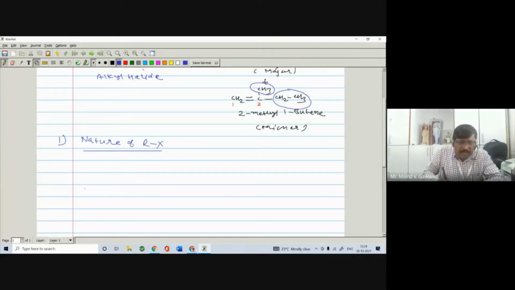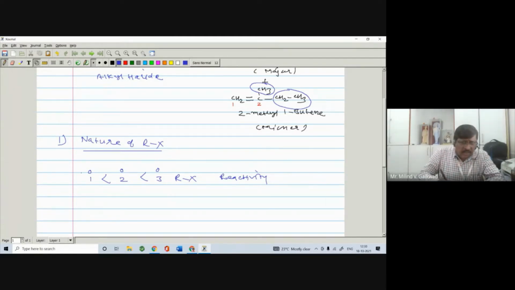Suppose we have a primary alkyl halide, then a secondary alkyl halide and a tertiary alkyl halide. When there is a tertiary alkyl halide, in that case there is more elimination. So there is more reactivity, right? If you see the reactivity of alkyl halides, the tertiary alkyl halide has more reactivity compared to secondary, compared to primary, right? And it will give more elimination product also, right? But there must be the presence of a beta hydrogen atom.